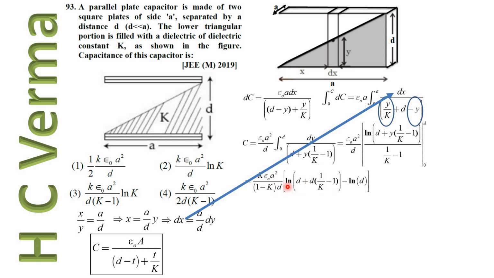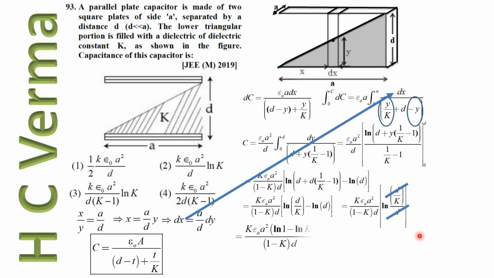So this is basically log natural of d by k. This is log natural of d minus log natural of k, and you know log a minus log b equals log a by b. So d cancels out, and we are left with log natural of 1 by k, which is equal to log a minus log b again. So log 1 equals 0, and we are left with minus natural log of k.